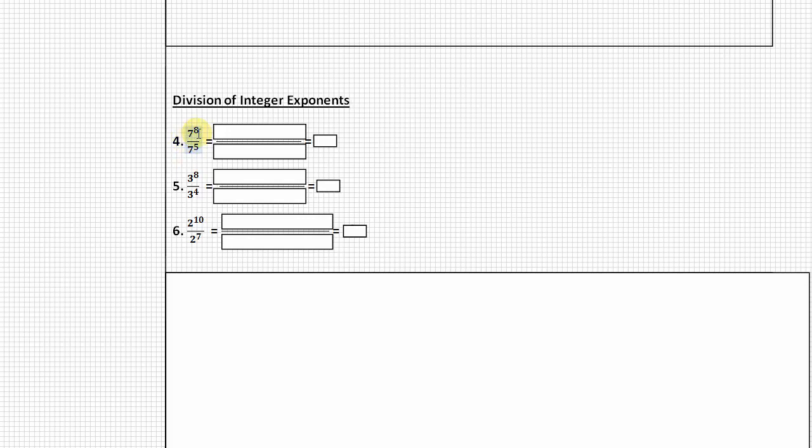So 7 to the 8th power is going to expand out to be 7 multiplied by itself 8 times. And 7 to the 5th power is going to expand out to be 7 multiplied by itself 5 times. So from here, we want to look and see, what can I do to simplify this? One thing we can do is look for things that cancel out from the numerator and the denominator. Let me show you what I mean. Here, I've gone ahead and crossed out 1 7 from the numerator with 1 7 in the denominator, because 7 divided by 7 is just 1.